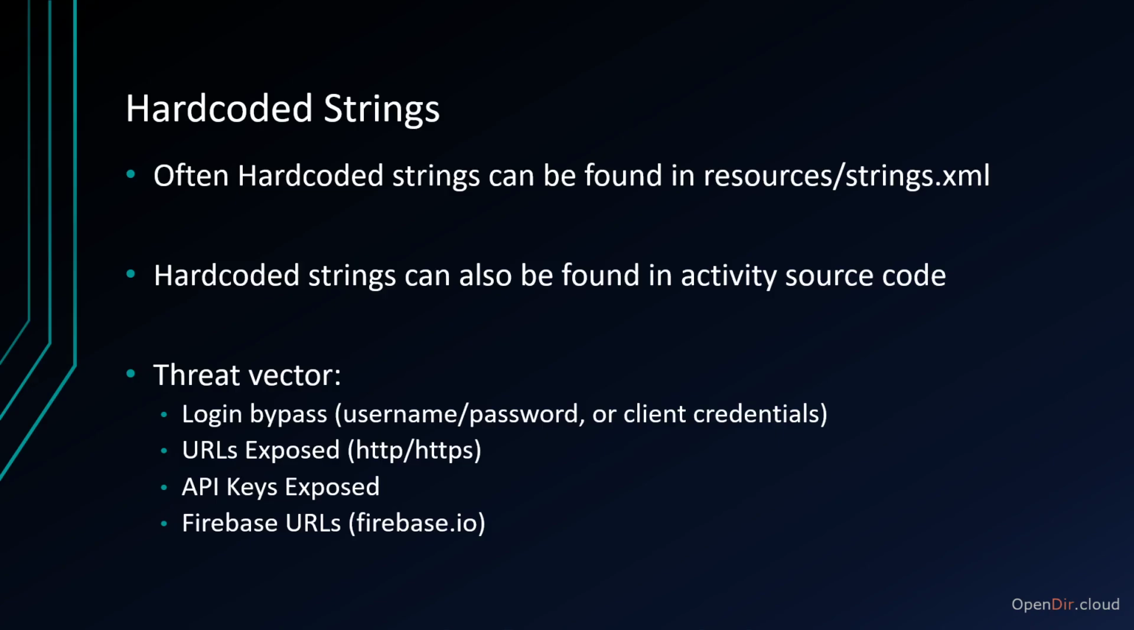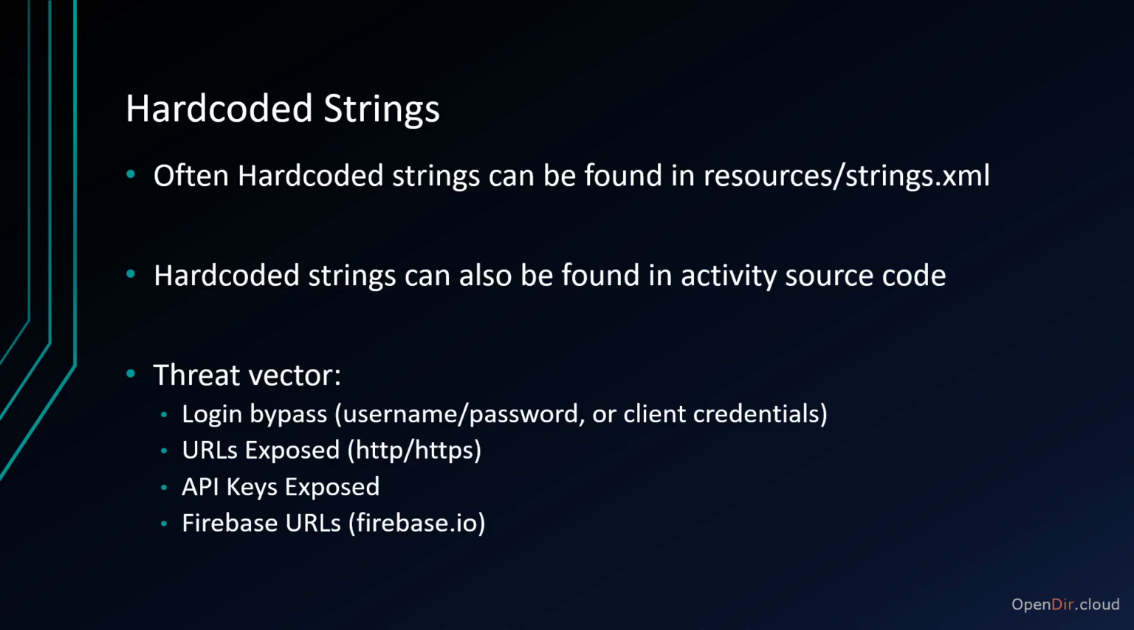So the threat vector we're looking for here are things like login bypass, which could be utilized by a combination of a hard-coded username and password, or also if you're dealing with an API, it might be something like a client credential, a secret key, and a client ID, something like that you'd be looking for. You'd also be looking for anything like URLs that are exposed. So maybe it's a new URL that you never knew was related to this company, but you can find it in the Android source code or within the strings.xml. We'll also be looking for things like API keys that might be exposed, looking for a string containing API or the word secret, right?